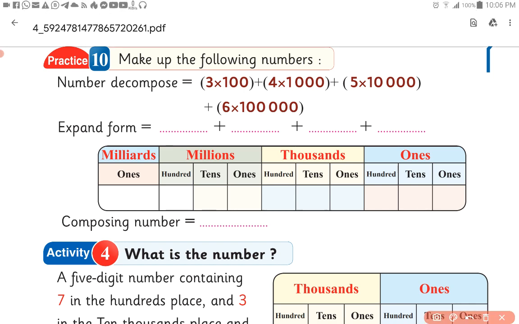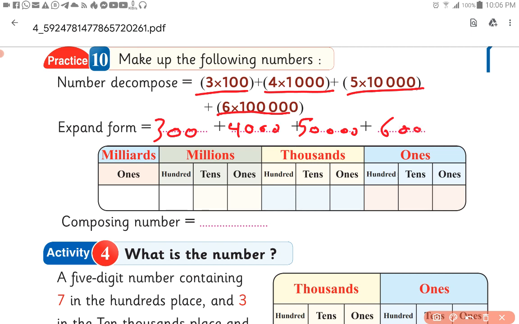3 times 100 equals 300. Then 4 times 1000 is 4000. 5 times 10,000 is 50,000. Then 6 times 100,000 is 600,000.